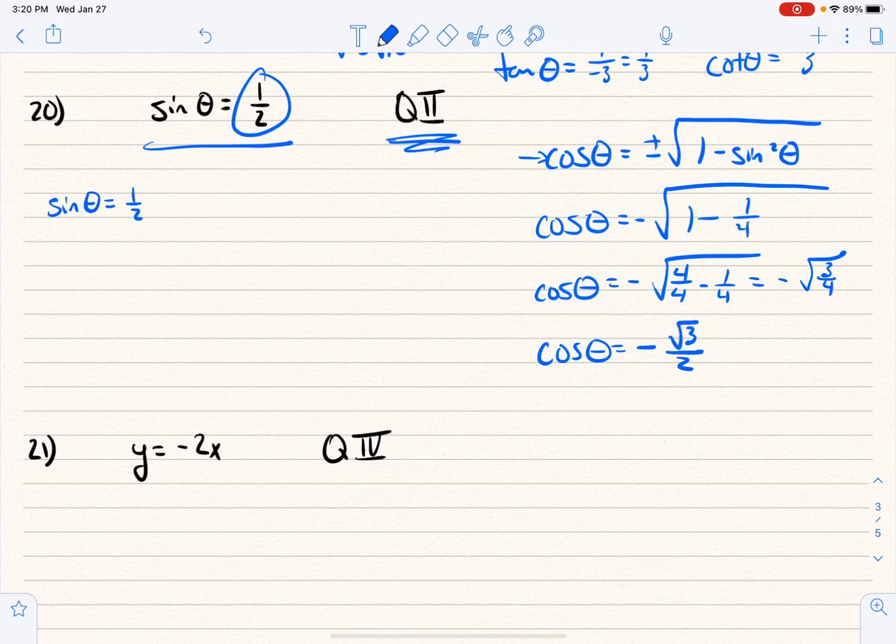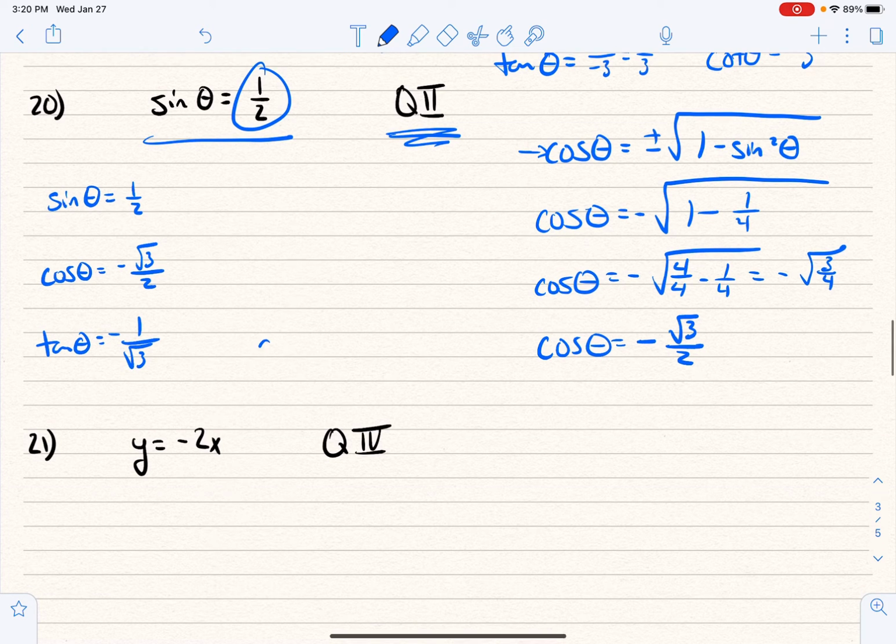Sine theta is 1/2. Cosine theta is negative square root of 3 over 2. Tangent theta, which is sine theta over cosine theta, the denominators cancel out. That becomes 1 over square root of 3, but make sure the whole thing's negative. Cotangent theta, we flip that, we get negative square root of 3. Secant theta, we flip cosine theta, we get negative 2 over square root of 3. And cosecant theta, we flip that and we get 2.